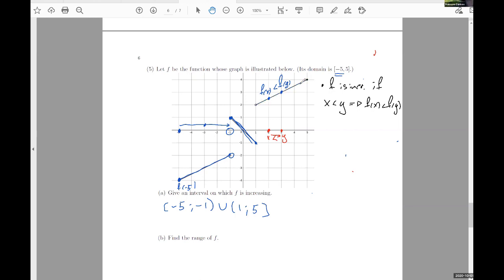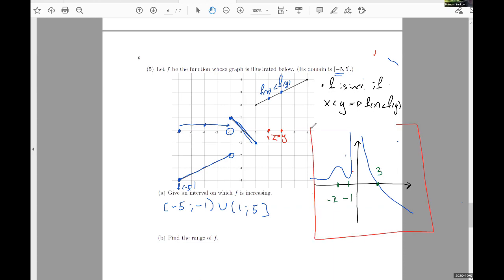Okay. As a practice question, let me sketch some function. And let me indicate the points. So this point is going to be negative 2, negative 1, and let's say 3. So for this function in the red box, can you please type in the group chat or just tell me on what intervals your function is increasing?